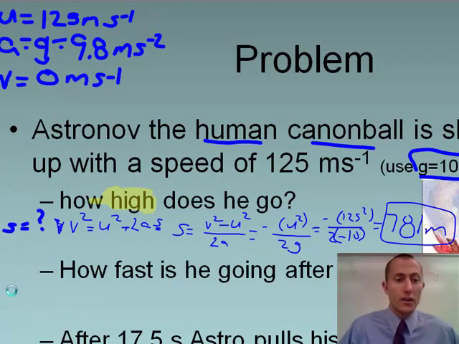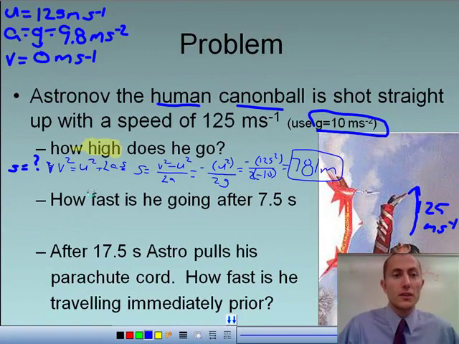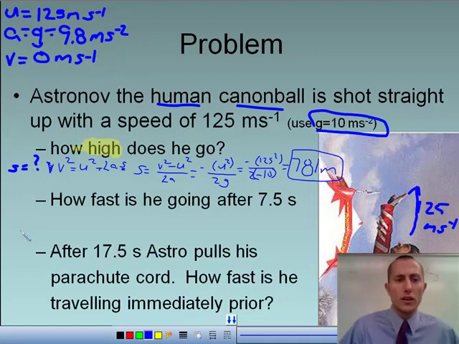So here we're looking for the final velocity, v, but we still know the initial velocity, that's the same. We know the acceleration, that's still going to be the same. In this case, we're going to use negative 10 meters per second squared. And we also actually have the time in this case. So t is equal to 7.5 seconds. And we're looking for v.